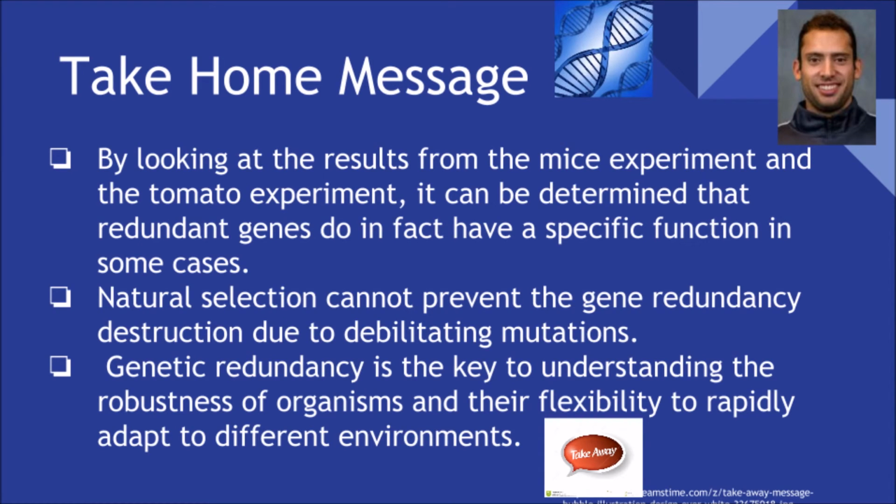Our take-home messages. First, by looking at the results from the mice experiment and the tomato experiment, it can be determined that redundant genes do in fact have a specific function in some cases. Second, natural selection cannot prevent the gene redundancy destruction due to debilitating mutations. And our third and last take-home message is that genetic redundancy is the key to understanding the robustness of organisms and their flexibility to rapidly adapt to different environments.